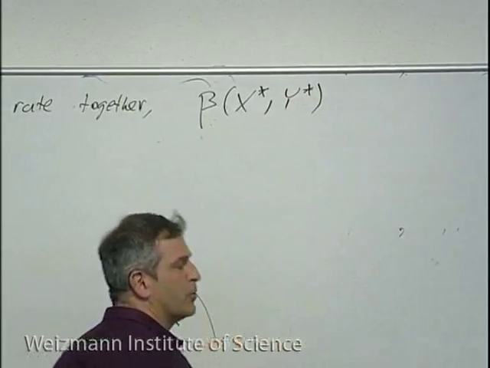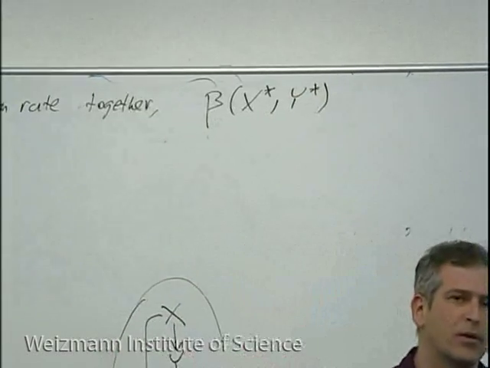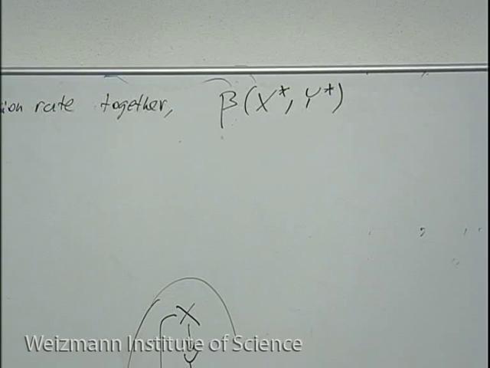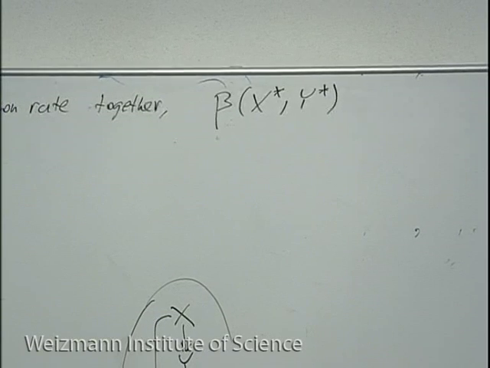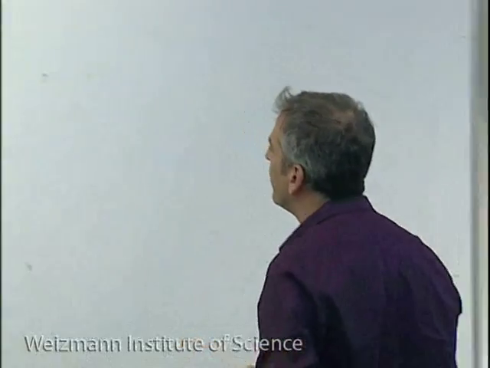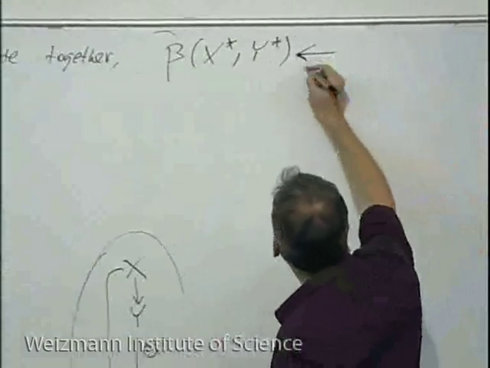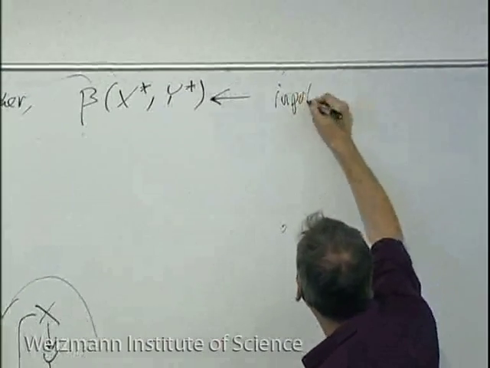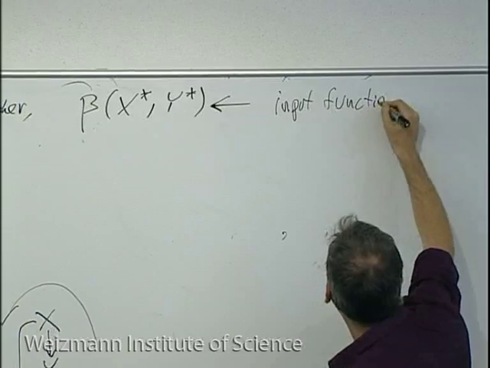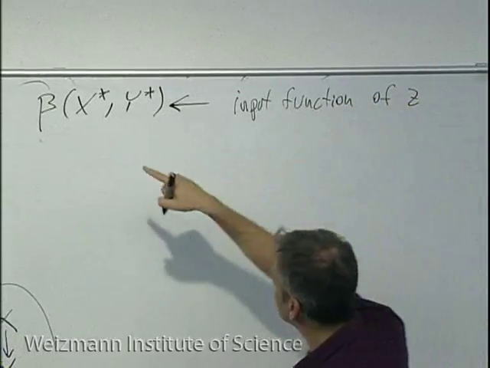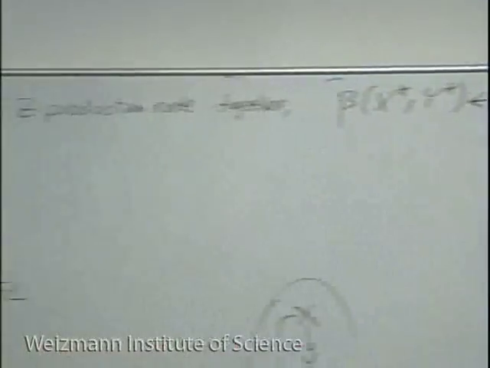Remember that X and Y are proteins, could be in active or inactive conformations, and the external signals make them active and inactive. So we can ask, what are the possible ways in biology that two transcription factors work together? We call this object the input function of Z. This two-dimensional function, this function of two inputs.